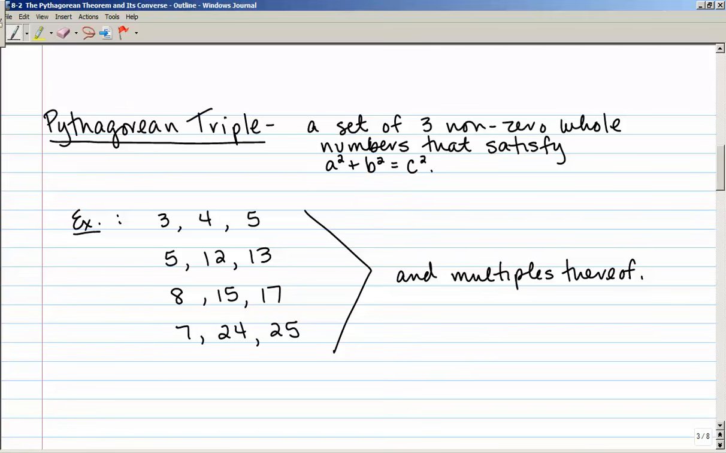The most common example is 3, 4, 5. If one leg is 3 and the other leg is 4, the hypotenuse is always 5. 5, 12, 13 is another common one. 8, 15, 17, 7, 24, 25. There's all sorts of additional Pythagorean triples that exist. And you can also multiply these. So 3, 4, 5, if you multiply it by 2, becomes 6, 8, 10, and that would also be a right triangle.